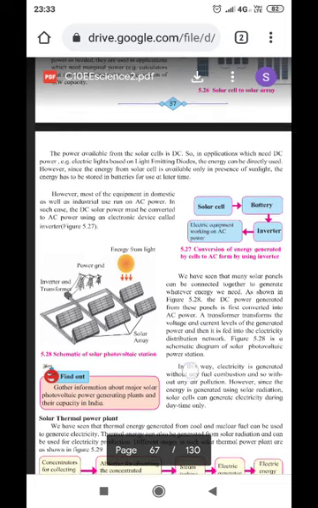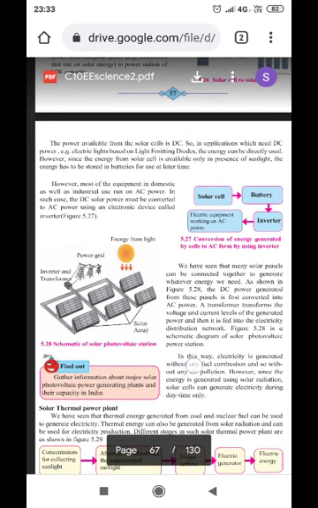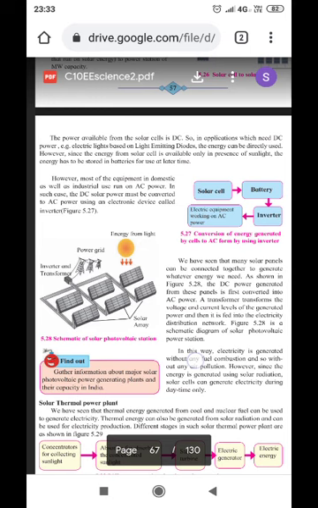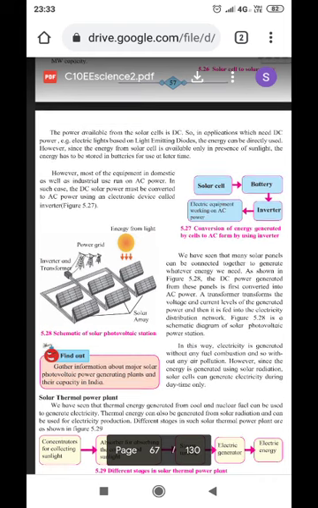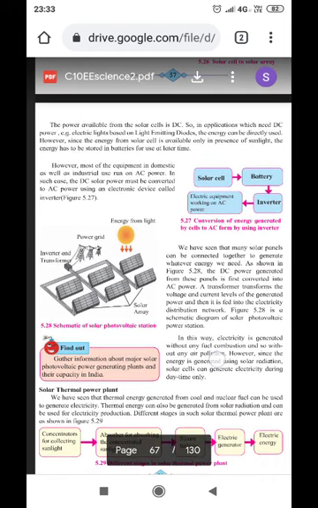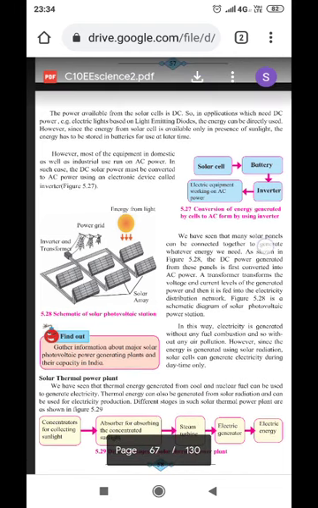Now we have seen that many solar cells can be connected together to generate whatever energy we need. As shown in figure 5.28, DC power generated from the panel is first converted into AC power. The transformer transforms the voltage and current levels of the generated power, which is then fed into the electric distribution network. Figure 5.28 is a schematic diagram of a photovoltaic power station. This diagram gives a clear indication of how, with the help of the sun, we can get electricity.